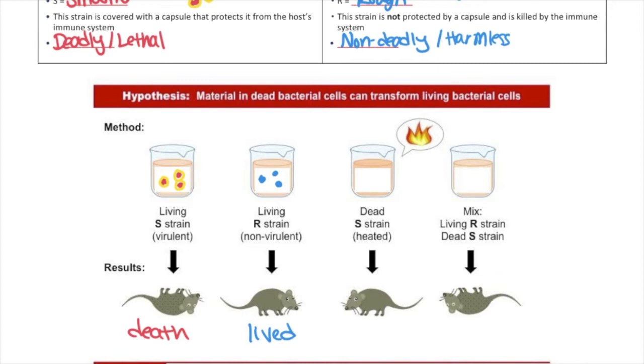When he applied heat to the S strain bacteria, similar to when you cook your food, applying heat kills bacteria. And so when you heat treat these bacteria, it degrades the cell, or at least makes them not able to infect your cell. So I'm going to do that, and then I'm going to draw an X to show that we heat treated them or killed them. And as a result of that, these mice lived.